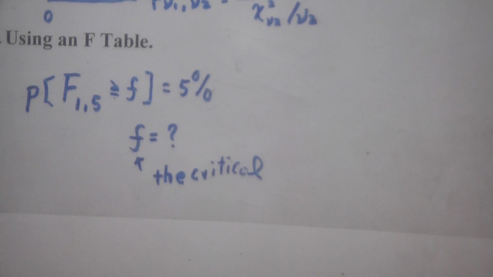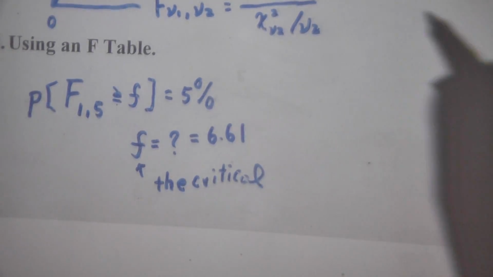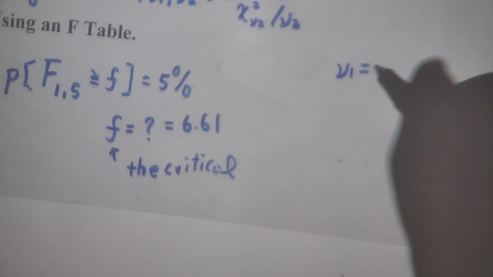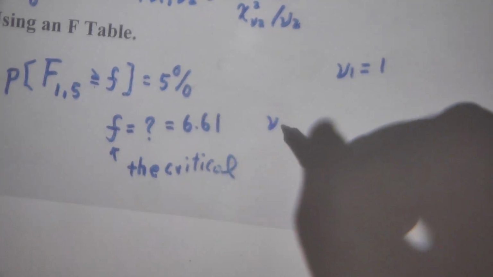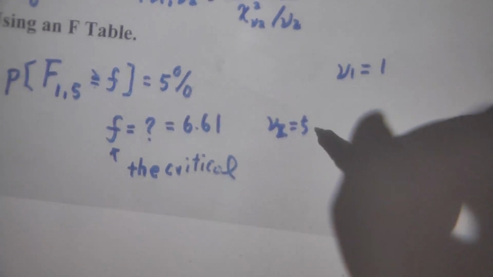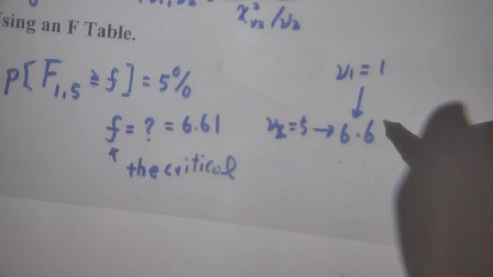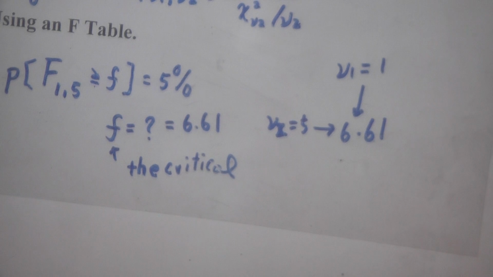So let's go back to our exercise here. So what is the F value? As I showed you earlier, it's 6.61. Okay? So let me repeat everything again. Nu 1 is 1. Nu 2 is 5. And the intersection gives me 6.61. So I find the critical F value is 6.61.